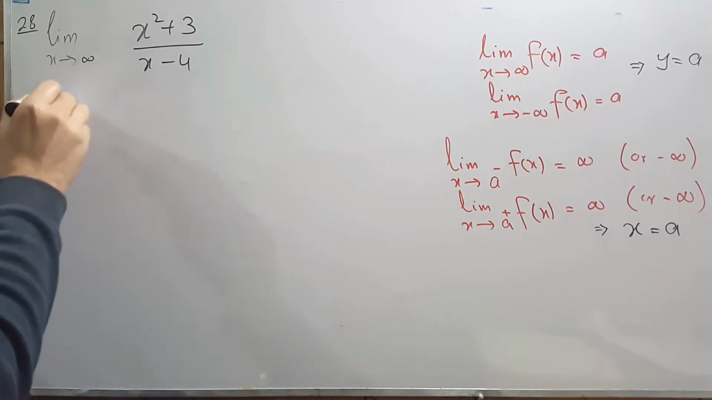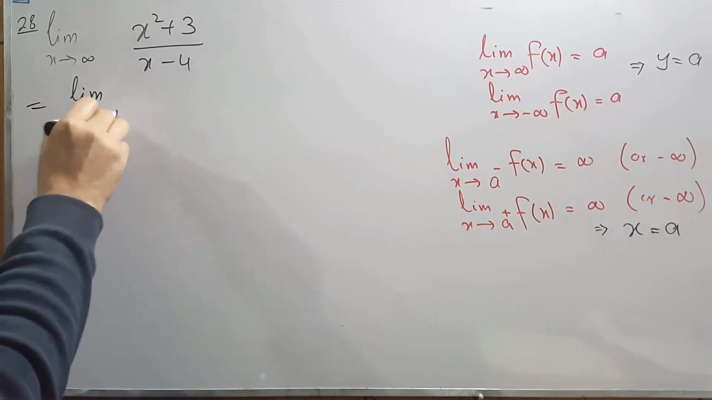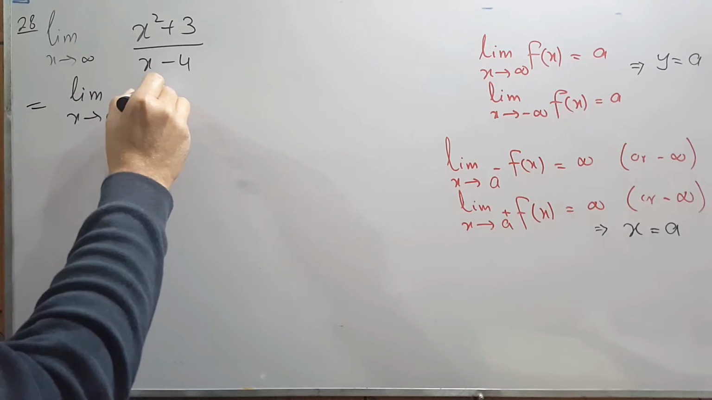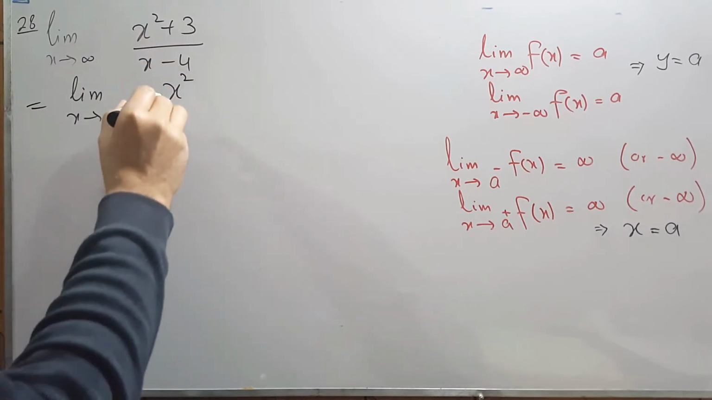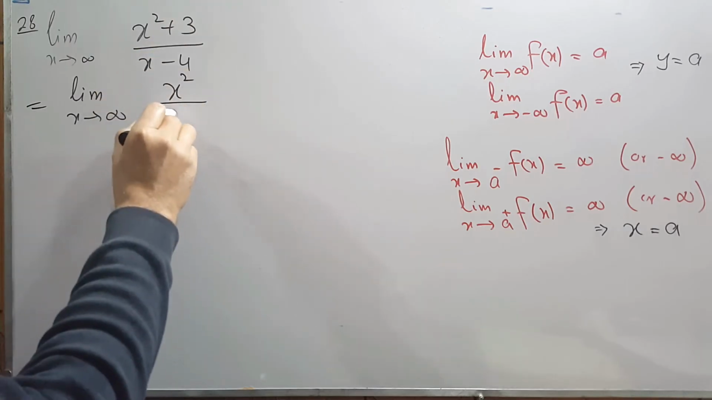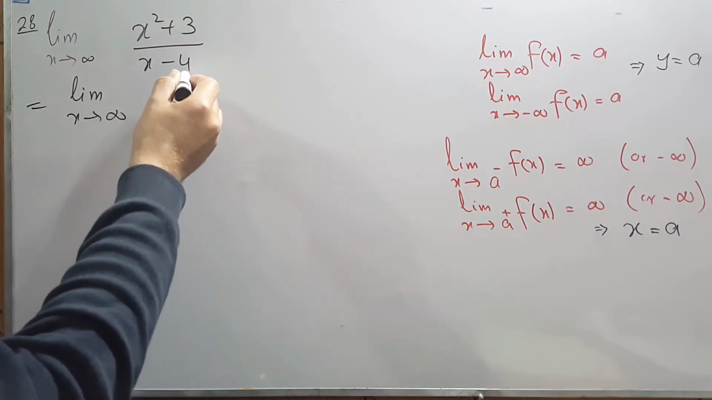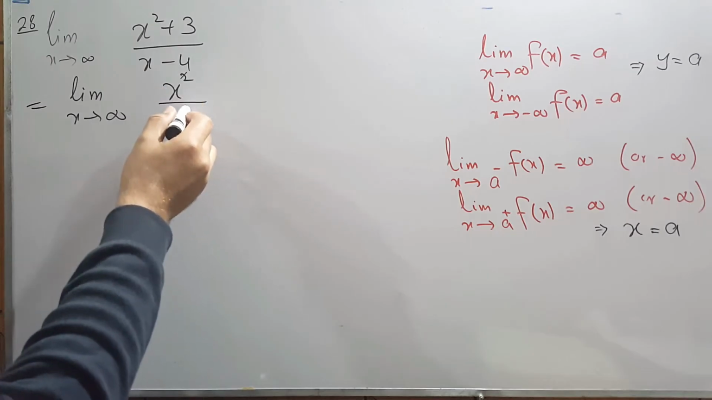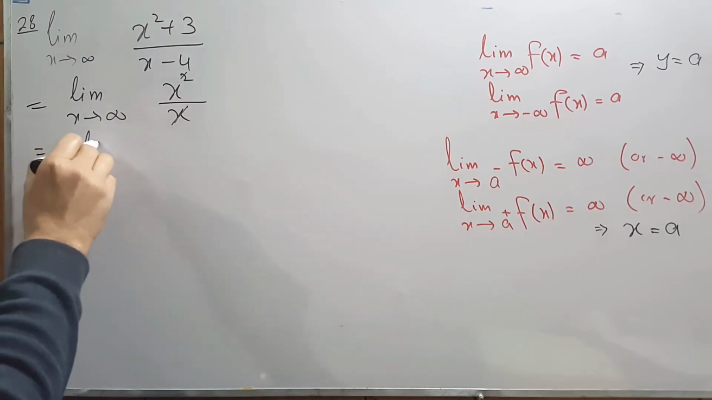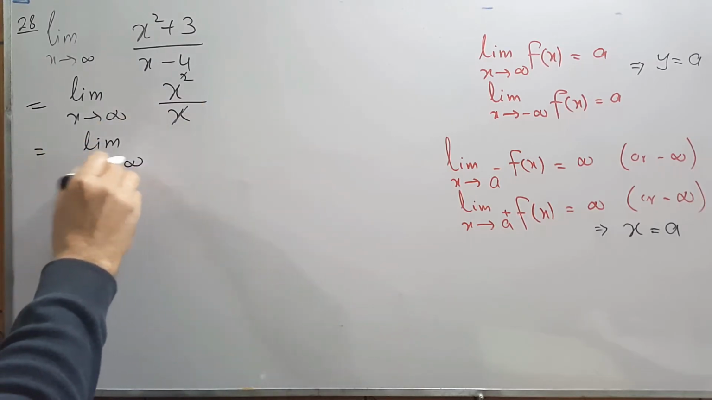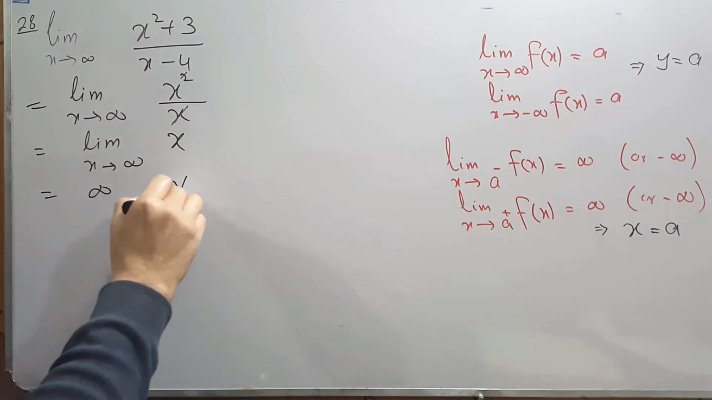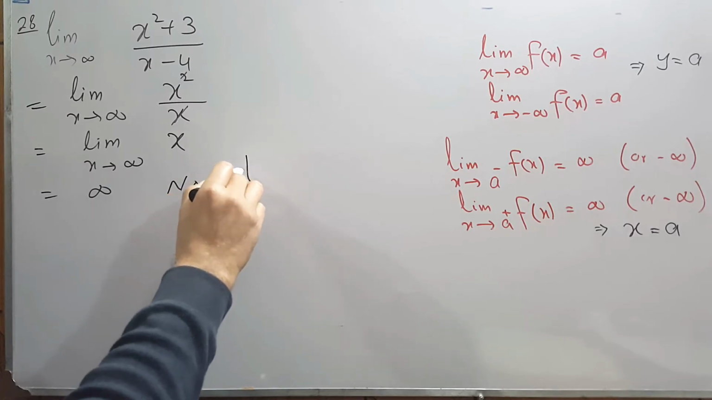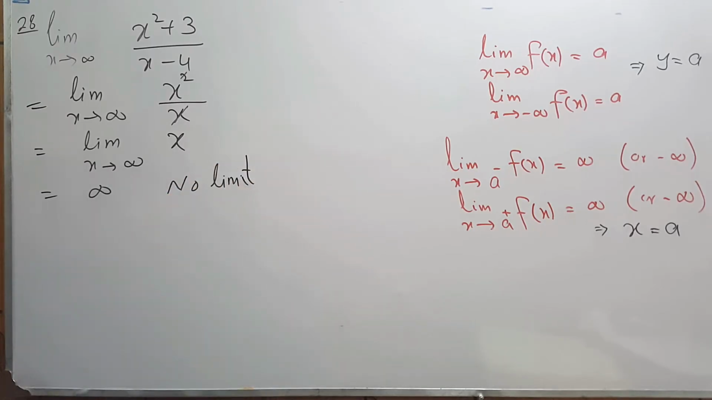In this problem, again we apply the rules of highest power of x. The term with the highest power of x here is x squared. We remove 3, and here is only x. Now we can see that the square will cancel with x. So we are left with x approaches infinity and x. So again we have infinity, which means no limit for this one.